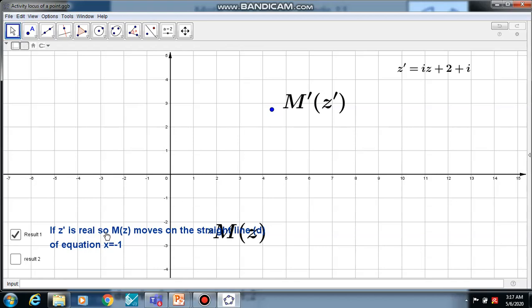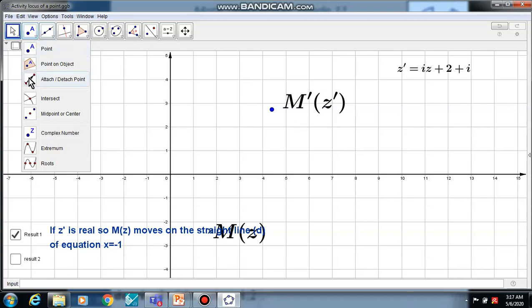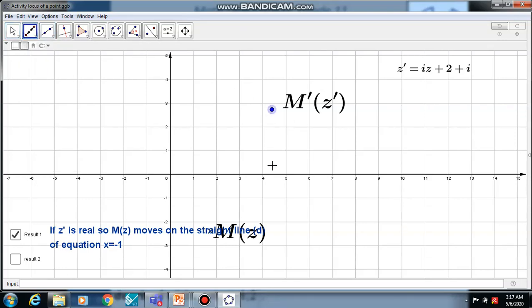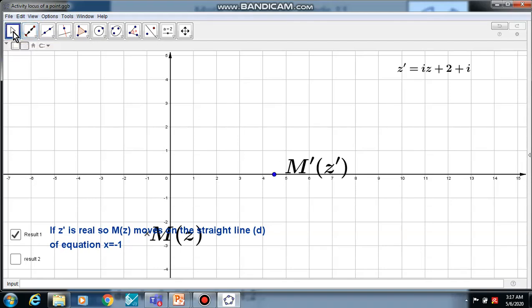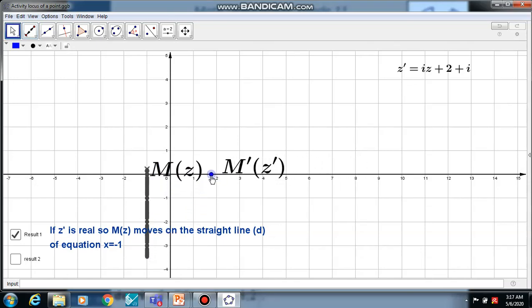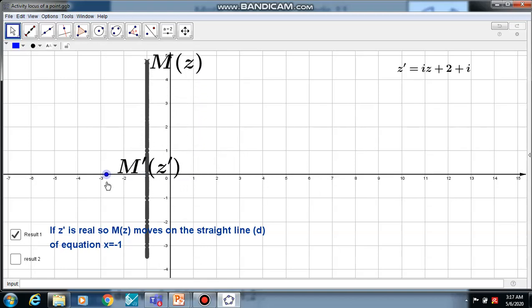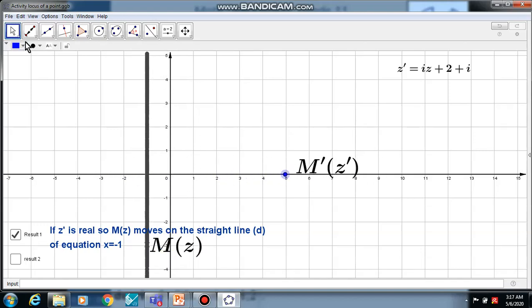If z prime is real, so M prime must be on the x prime or x axis. Let me attach the point M prime to the x prime or x axis, and now I will change the position of M prime. When I change the position of M prime, we can check clearly that M moves on the straight line of equation x equal minus 1. Okay, now let me detach the point M prime.